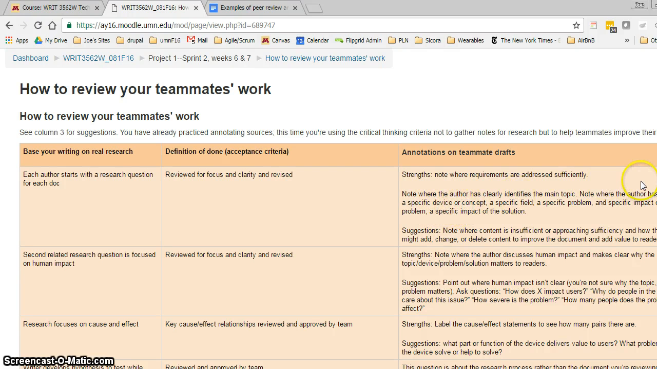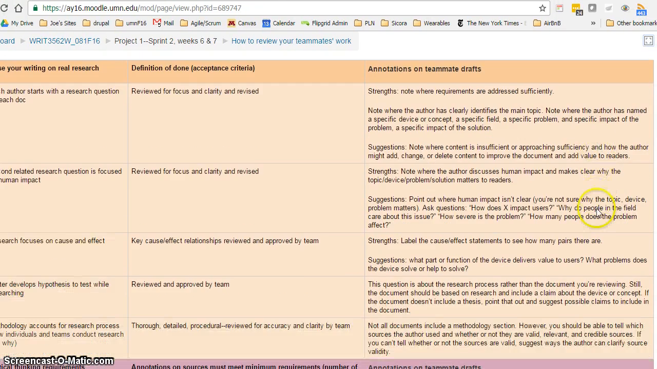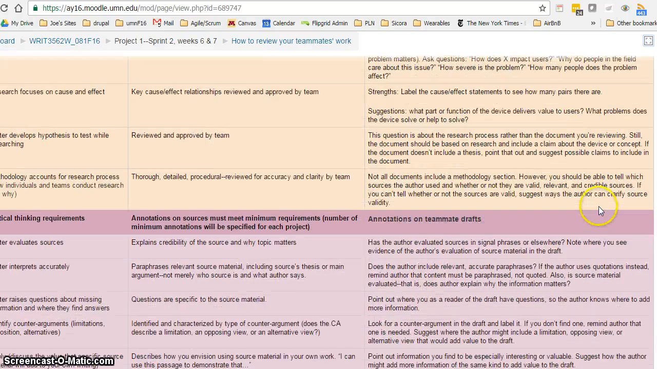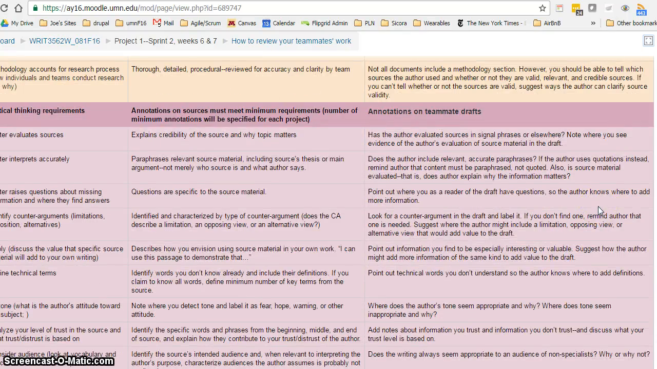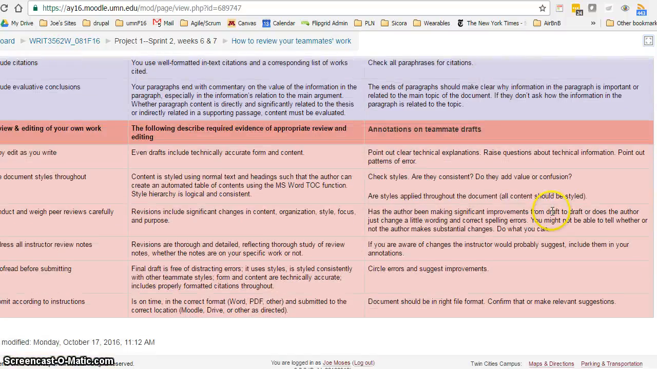So the best way to proceed is to take a look at the materials that relate to the requirements you're committed to commenting on for your team. Look through those examples and then go ahead and make your comments.